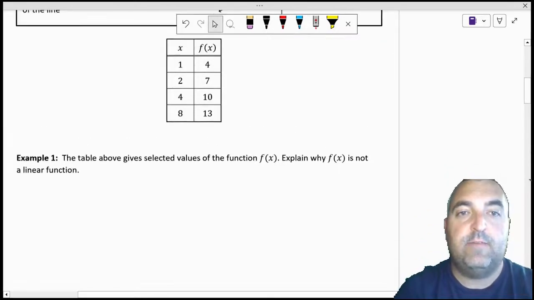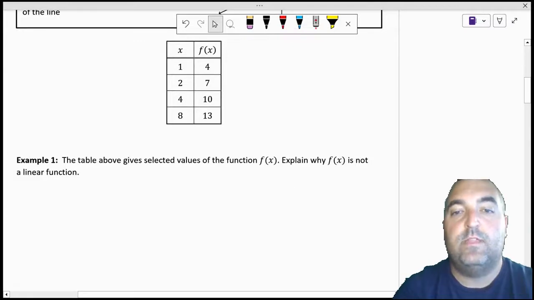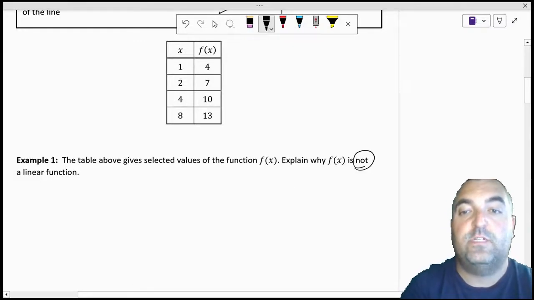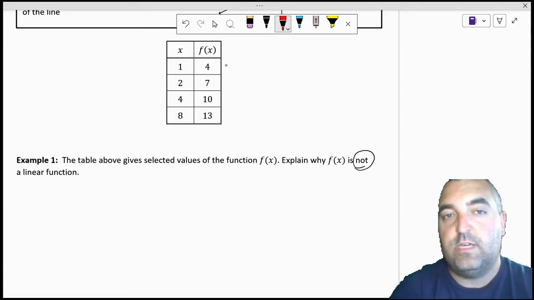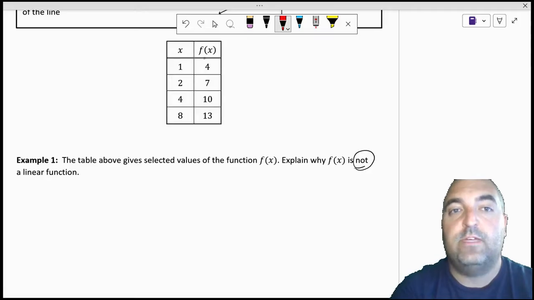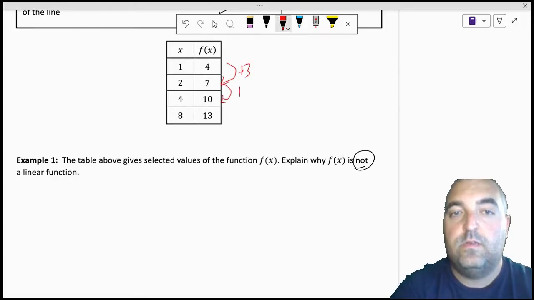Let's do a quick example here. So we have this table, and they want us to explain why the function is not a linear function. Kind of two methods to go here. One is kind of using our table and looking at the differences or what's the pattern in both the y's and the x's. So if you look at the y's, you'll notice I'm adding 3 every time. So it's got a nice constant change.